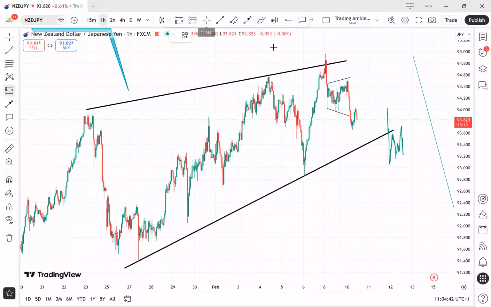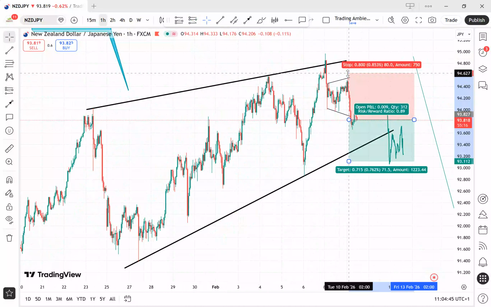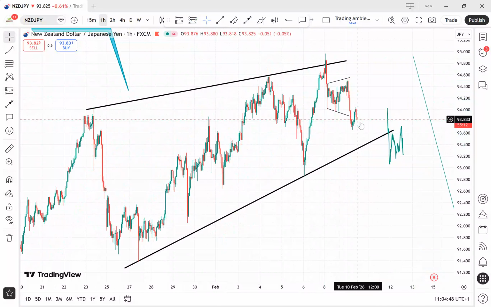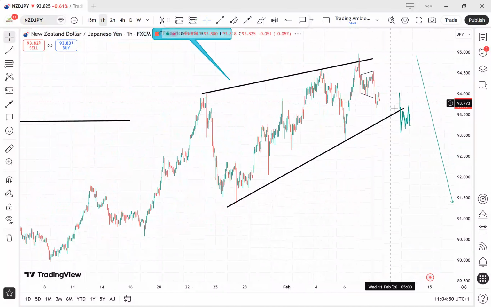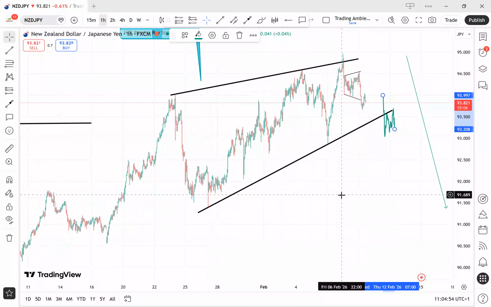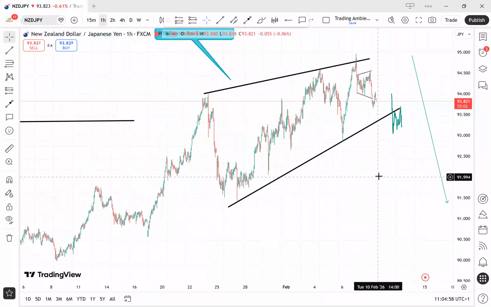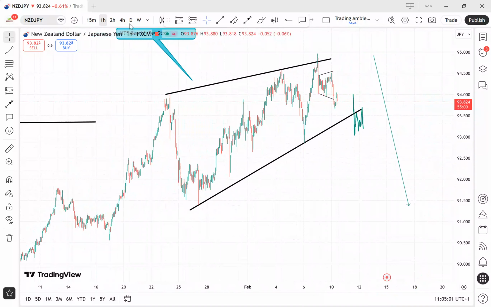So if this fits your plan, you can just place your entry here, stop loss above it. But for me, I will rather wait for the price to break out of this structure and print a bearish continuation structure on the lower time frame or mid time frame, then see if the price will push down to this low on New Zealand JPY.